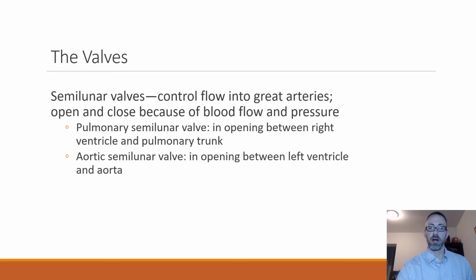And these semilunar valves, their job, again, is to control flow into the great arteries. In this case, that would be the pulmonary artery and the aorta. And they'll open and close because of changes in pressure as well. So if the pressures go up in the right and left ventricle, that's going to cause them to open so that the blood can get ejected into those circulations. And then when they relax, we don't want the blood coming back in. Instead, they're going to slam shut and prevent blood from going backwards. All right.